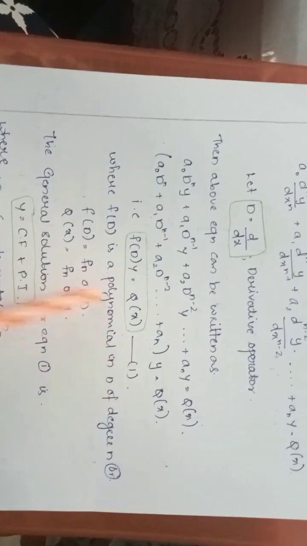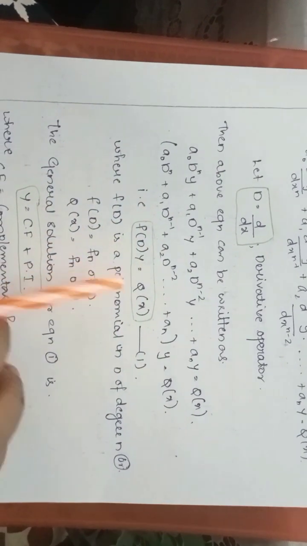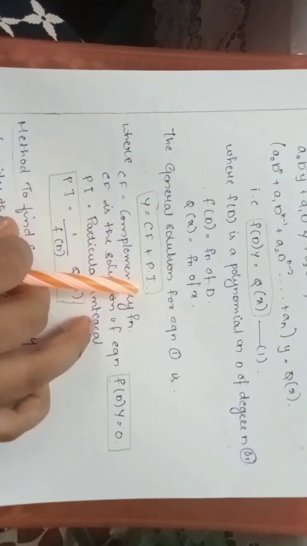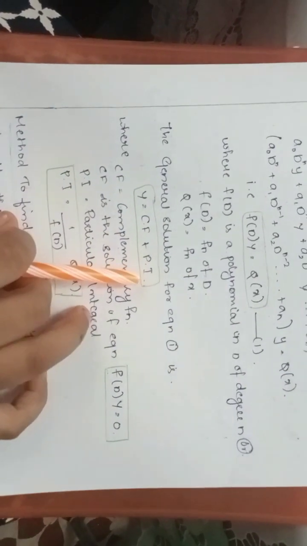So the term in this bracket is written as f of D into y equal to q of x, where f of D is a polynomial in D of degree n, or f of D is a function of D, and q of x is a function of x, and this is the general form. Now the solution is given of the form y equal to CF plus PI.